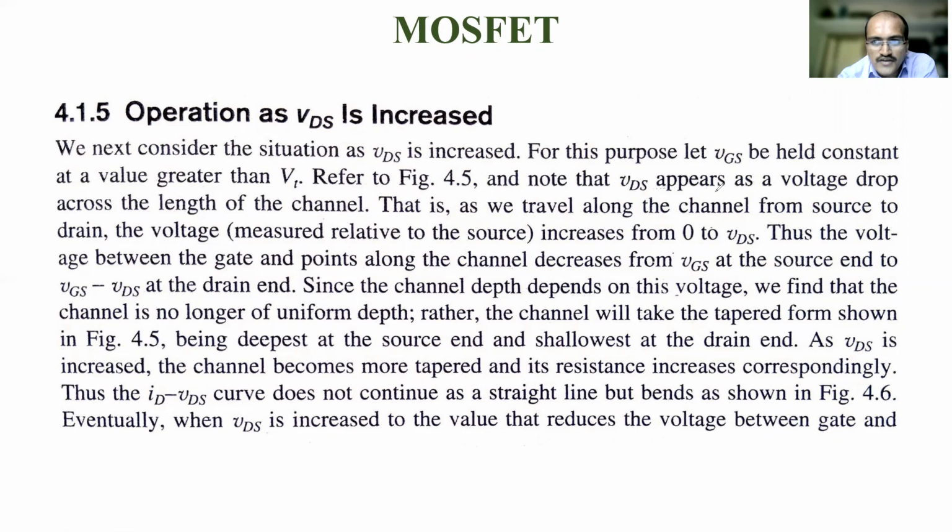VDS appears as a voltage drop across the length of the channel. As we travel along the channel from source to drain, the voltage increases from 0 to VDS. Thus, the voltage between the gate and points along the channel decreases from VGS at the source end to VGS minus VDS at the drain end. Since the channel depth depends on this voltage, the channel is no longer of uniform depth. Rather, the channel will take a tapered form.